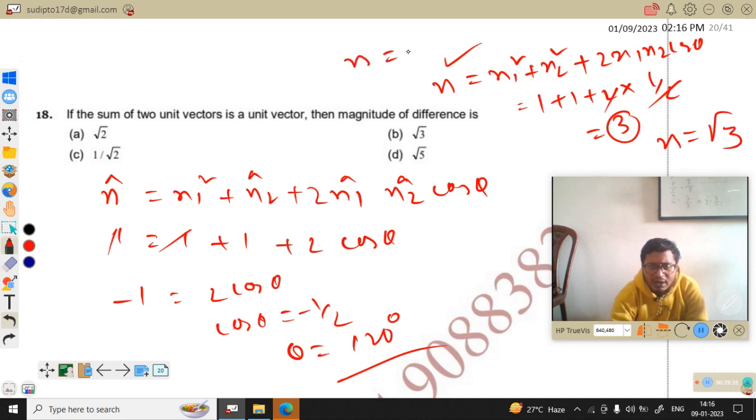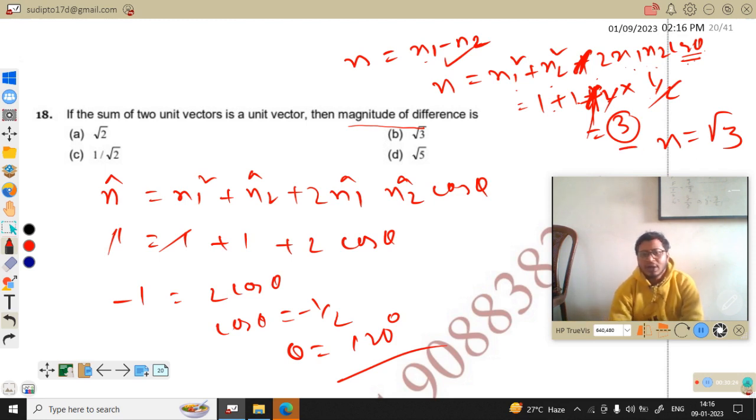We can also write n equals n1 minus n2. For the magnitude of the difference of vectors, the formula is n1 squared plus n2 squared minus 2 n1 n2 cos theta. With cos 120 degrees equal to minus half, minus half becomes plus, so 1 plus 1 plus 1, which is 3, and n equals root 3. Okay, clear? I hope so.